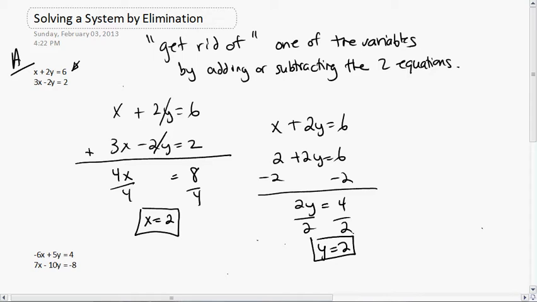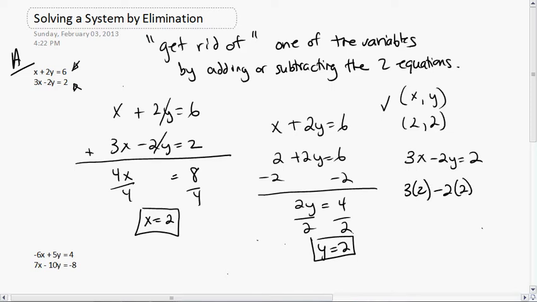Now I might not be sure that I have the right answer, so I can show that I have the right answer by checking my answer. X is 2, y is 2. And I'm going to plug them back into one of the 2 equations. I used the top one last time, so I'll use the bottom one this time for my check. 3x minus 2y equals 2. Plug in 2 for x, so 3 times 2. Plug in 2 for y, so 2 times 2. And then subtract. See if I get 2 on both sides.